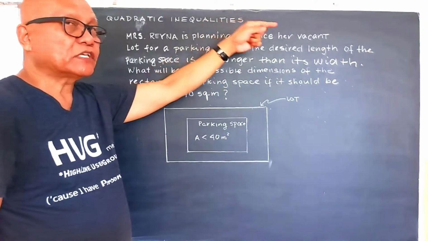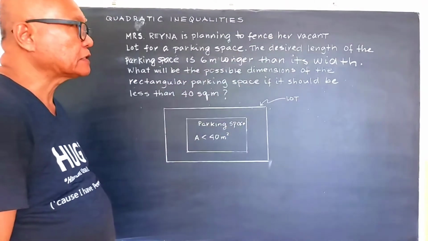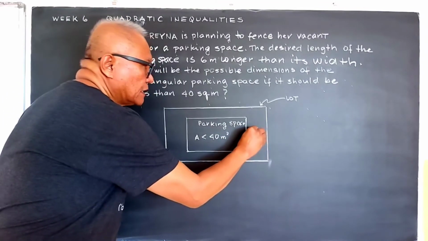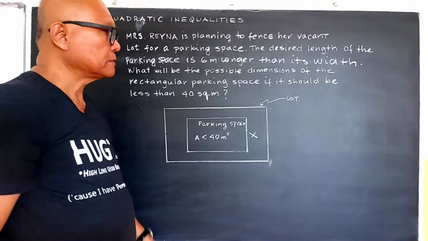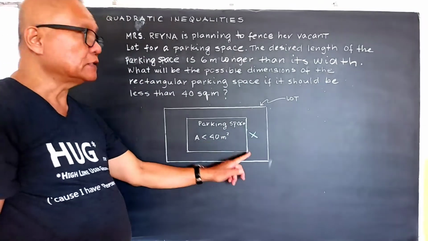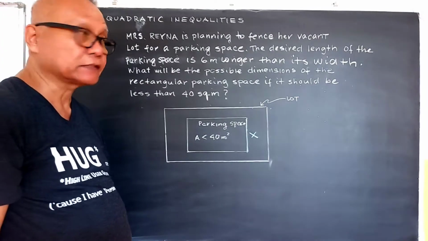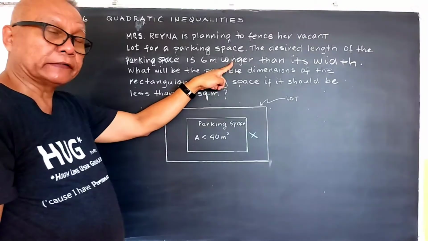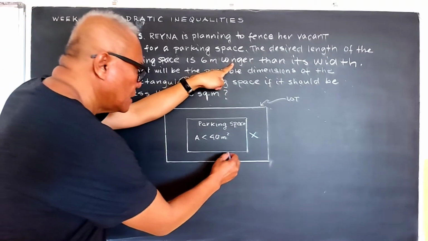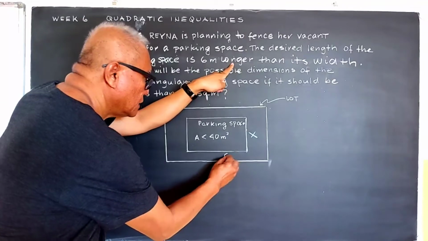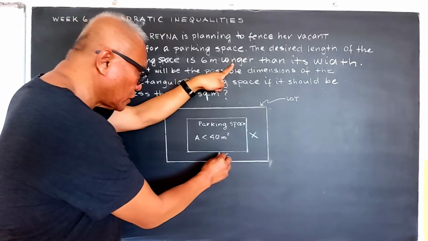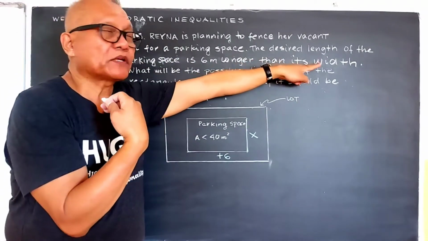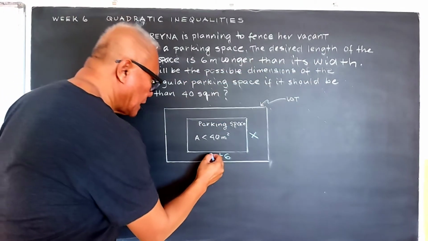Whatever is at the end of the sentence will be our x. Therefore, this is our width and this is our x. Now, this one is the length. So, what is the representation for the length? For the length, it is 6 meters longer. Longer means plus. So, you have 6 here. Longer means more, then put the plus here. And the representation for the width is x.